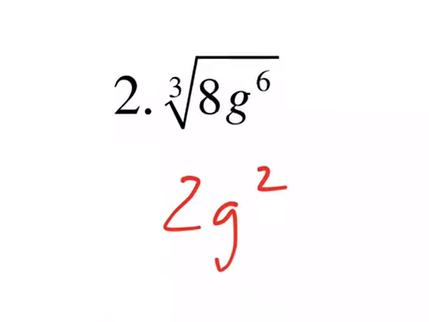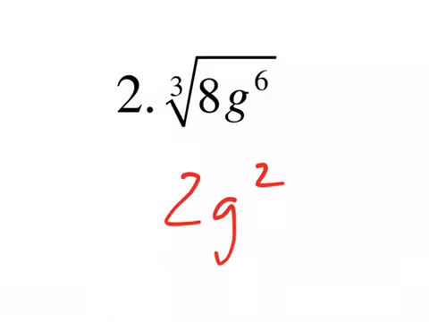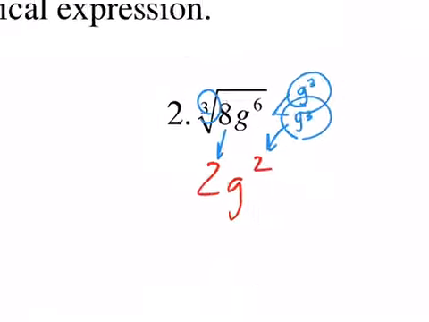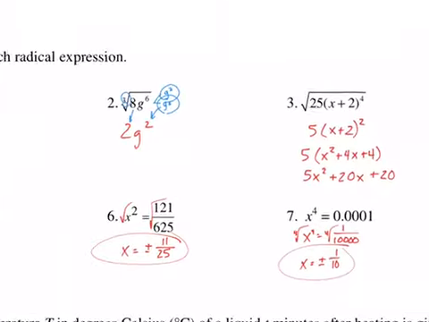On this one, the cube root, the perfect cube root of 8, takes us to 2. Once again, you can think of g to the 6th as g cubed and g cubed, to match that index of 3. So 1 g makes it out, 2 g's make it out. That's where we get the g squared.